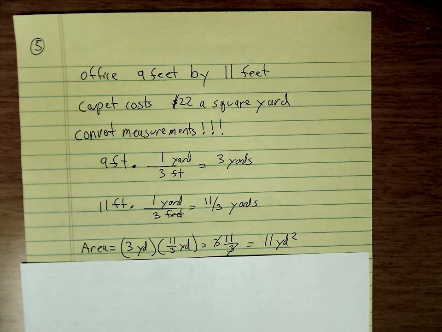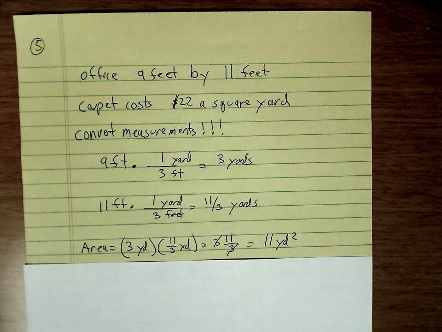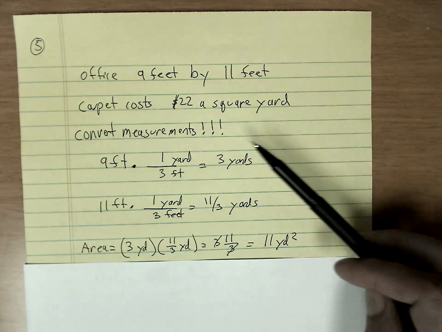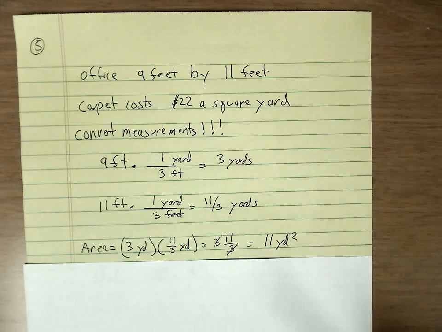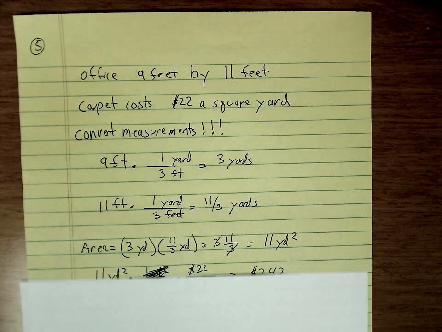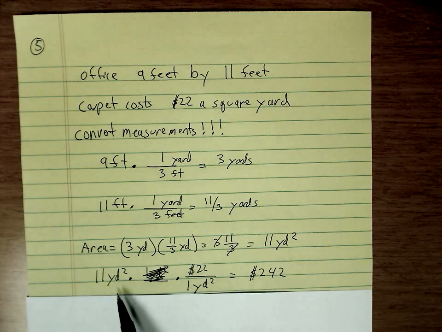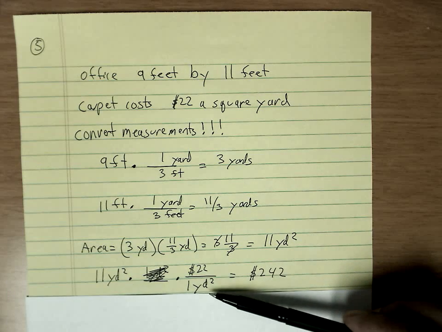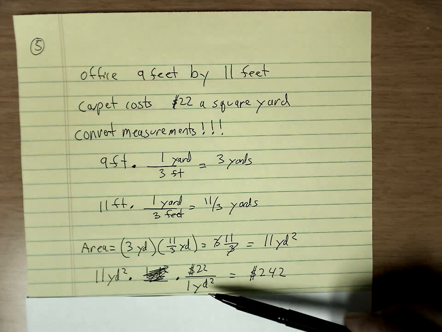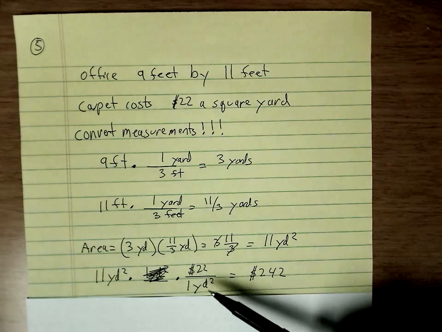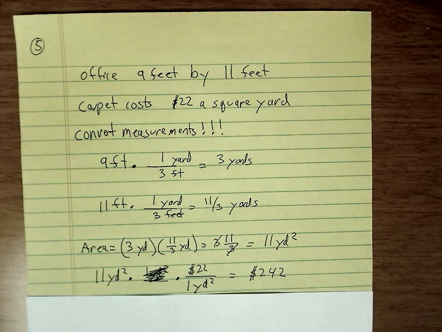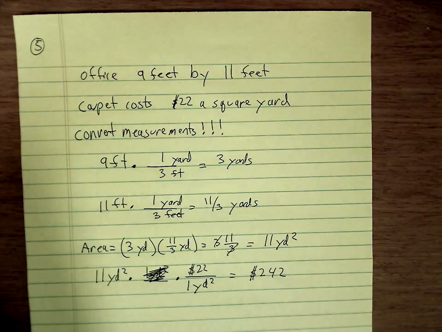Now we have one more conversion. Sometimes we forget that this is actually a conversion, but at the carpet store you can turn $22 into a square yard of carpet. So that is a conversion. We have 11 yards squared, and $22 is the same as 1 yard squared. That's what they're giving us at the store. So that cancels yards squared. It's giving me $242 for carpet.